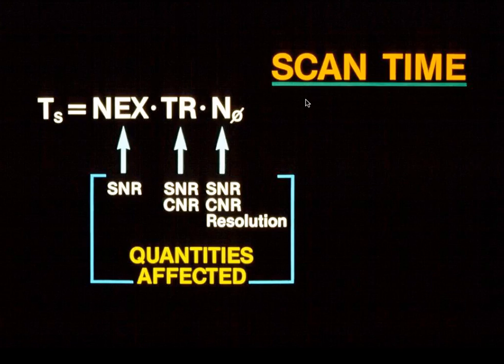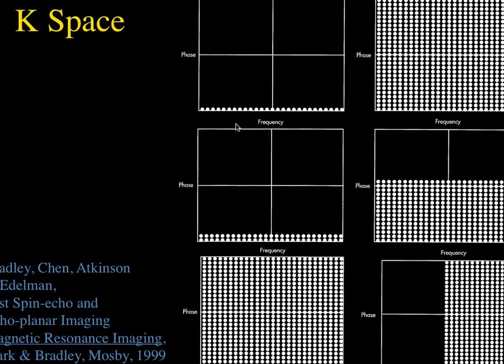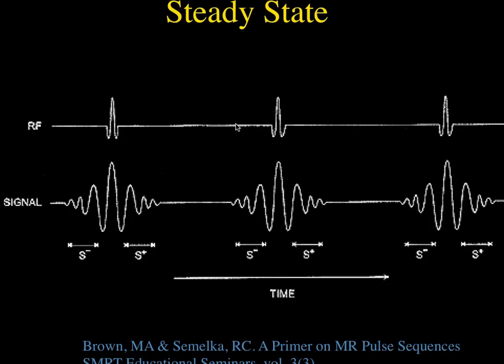So again, how does this affect scan time? Well, scan time, as we talked about before, is the number of excitations you're going to average together, the TR, and the number of phase encoding acquisitions. And then now if you do fast spin echo imaging, you divide this by the echo train length. So by using an echo train length of 8 or 16, as we talked about, you can markedly decrease the scan time.